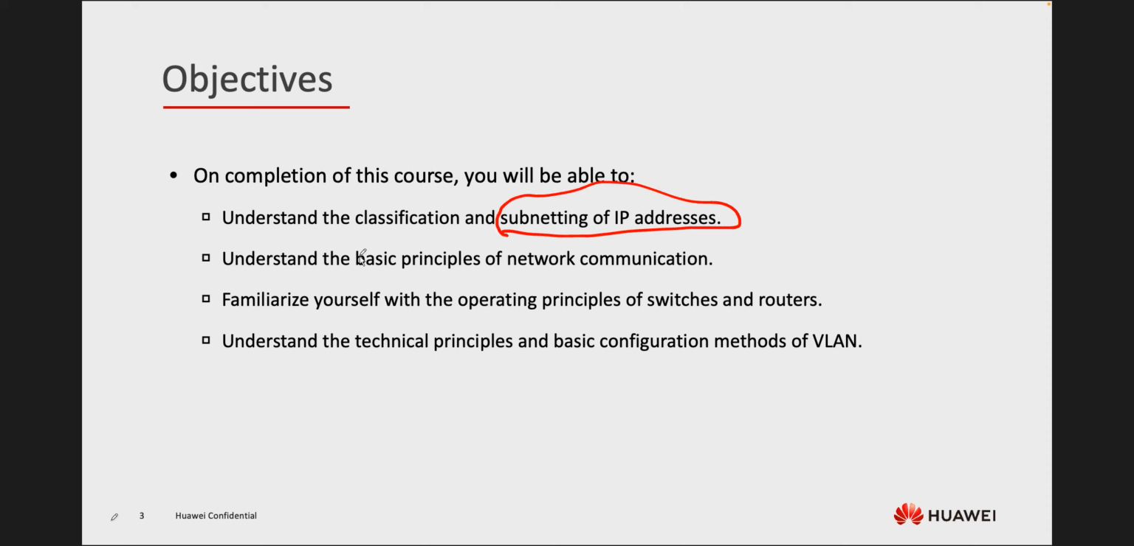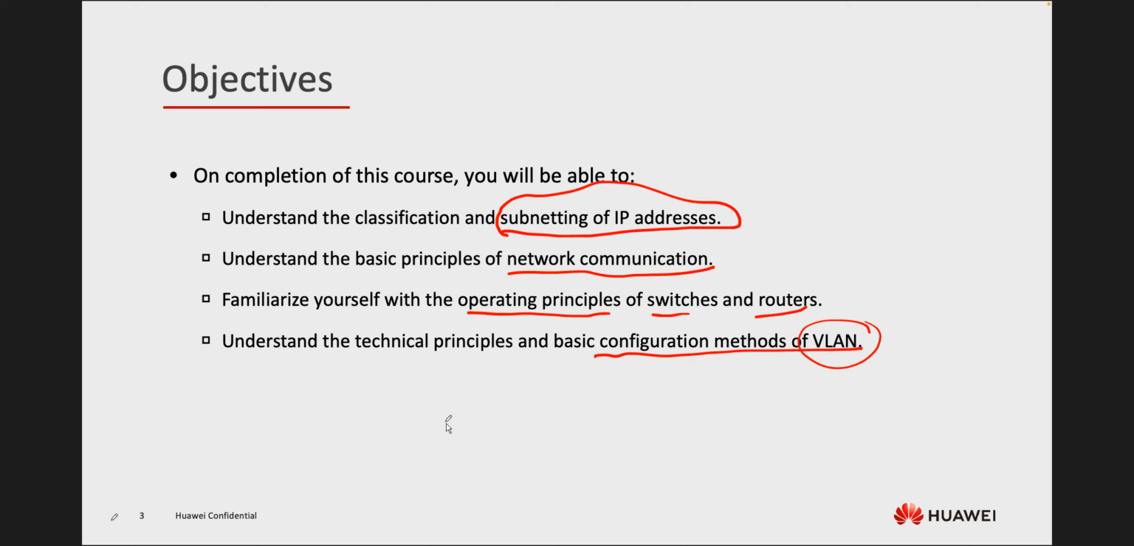We'll also understand the principles of communication, of how communication flows from source to destination. And then for you to familiarize yourself with the principles of how switches and routers work, and then understand the principles of basic configurations of a VLAN. So what is a VLAN? A VLAN we'll learn later on in the course. That is basically just a virtual local area network that you're creating.